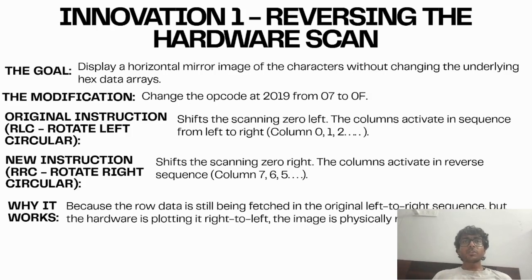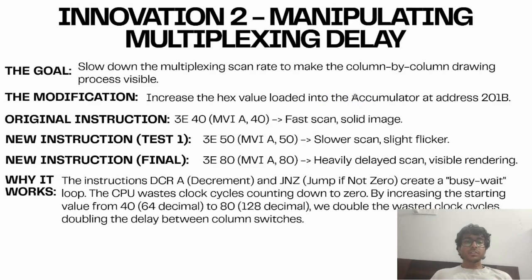Now this helps a lot because generally if we want to mirror image a character, we would have to write the entire code from scratch, but instead of that, we could just reverse the sequence and we can easily get a mirror image. The change that was made at 2019, 07, which was for RLC, was changed to 0F, which was for RRC.